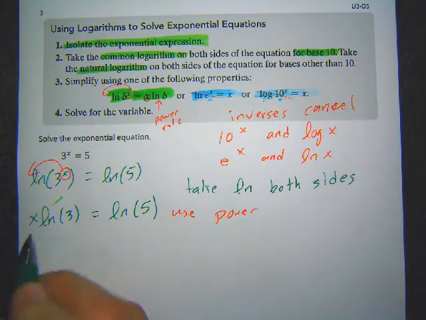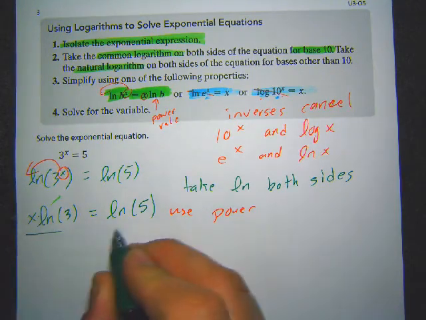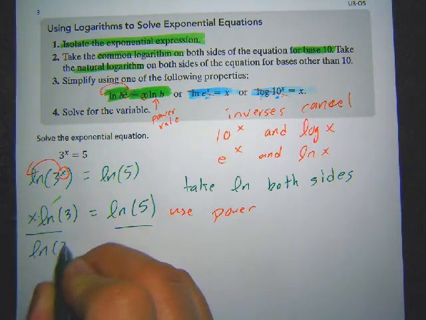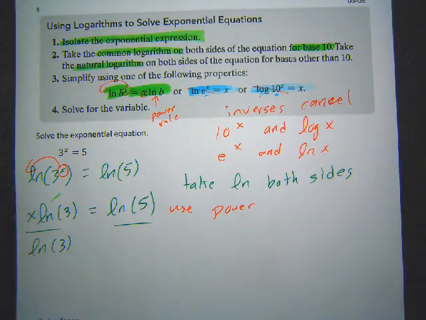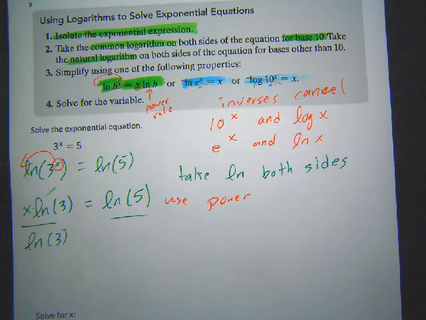Okay, now I want to get x by itself. This is multiplication, right? When we put the x in front, it's multiplied. So the last thing we're going to do is divide both sides by natural log of 3. Natural log of 3 is a number. It's some big long decimal. It's like if you took the square root of 3, you get some big long decimal. It's not a nice number, so we'll just leave it like this. We'll leave it in this form.